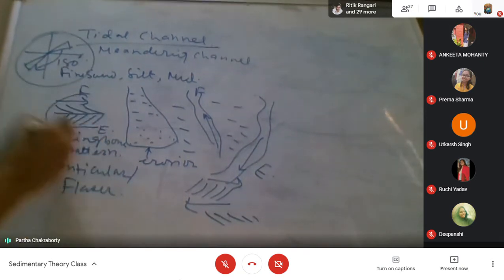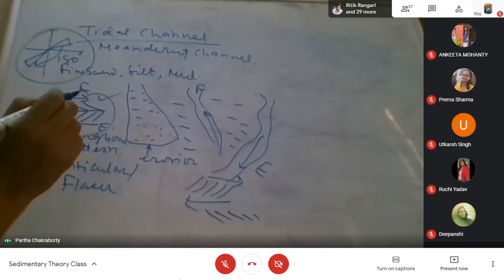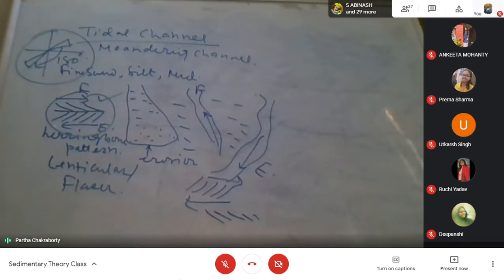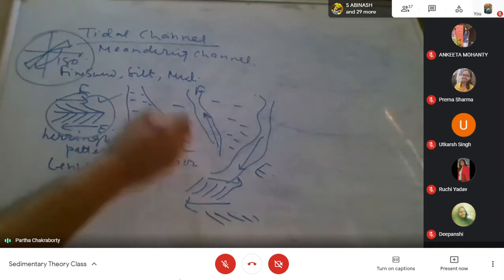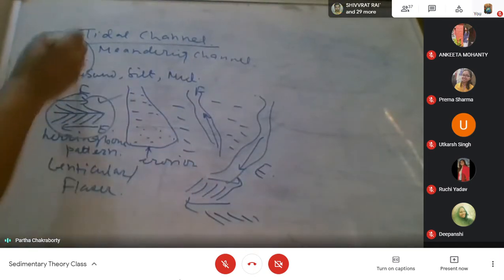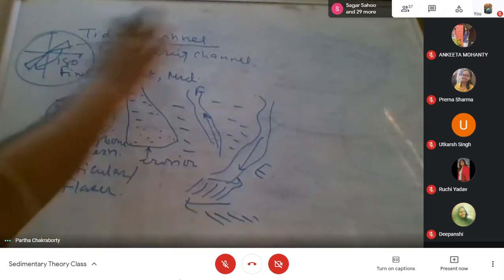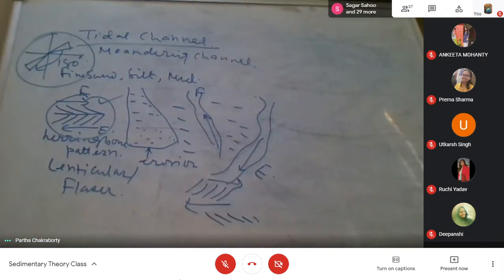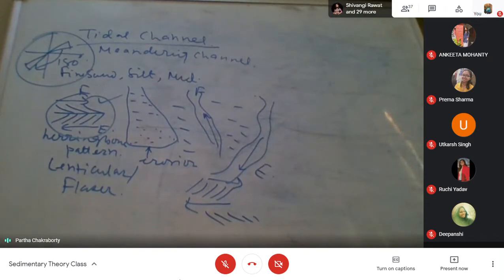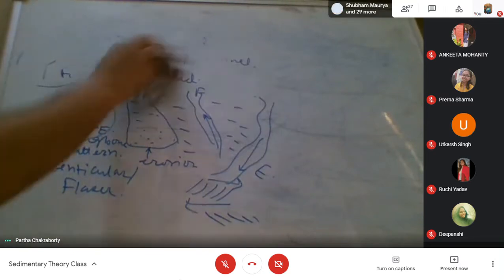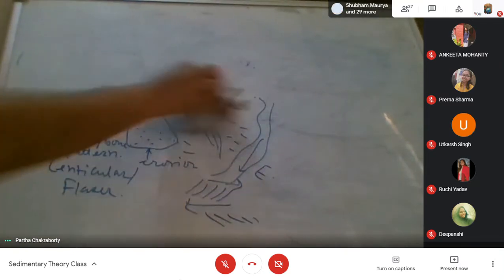So if you get it, that is very easy to identify. If you do not get it, but you have an indication that you are seeing a tidal product, then you have to measure a lot of paleocurrents, plot them in the Rose diagram and find the bipolar pattern. Then you interpret it as a tidal channel. Okay? Clear? Yes, sir.